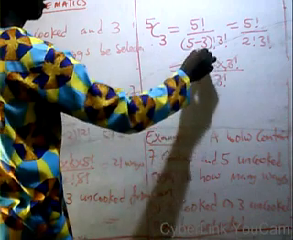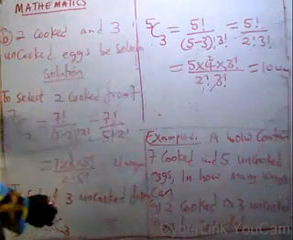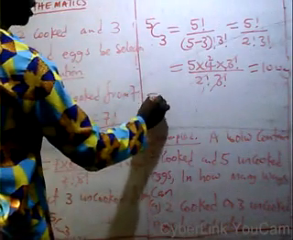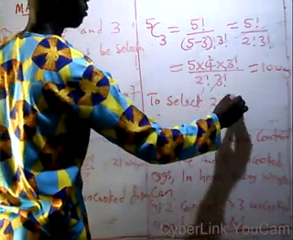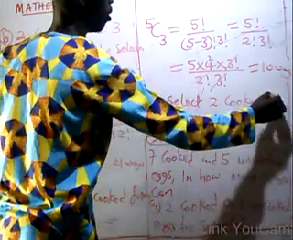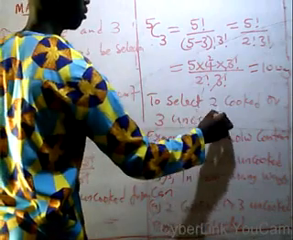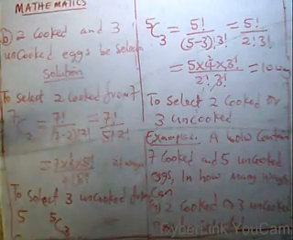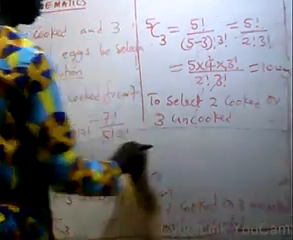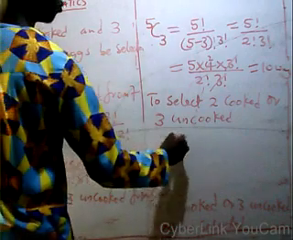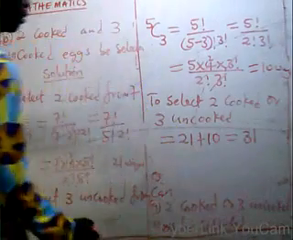2 here 1, 2 here 2. 2 times 5, 10. So we have 10 ways. So to select 2 cooked or 3 uncooked, that will now be 21 plus 10, which is 31. So our answer is going to be 21 plus 10, which is equal to 31. So we can do this in 31 ways.